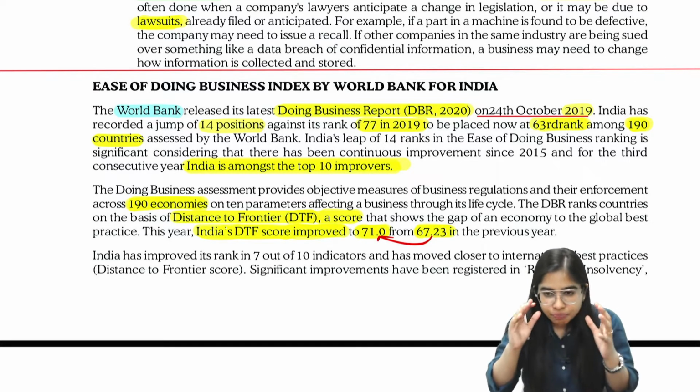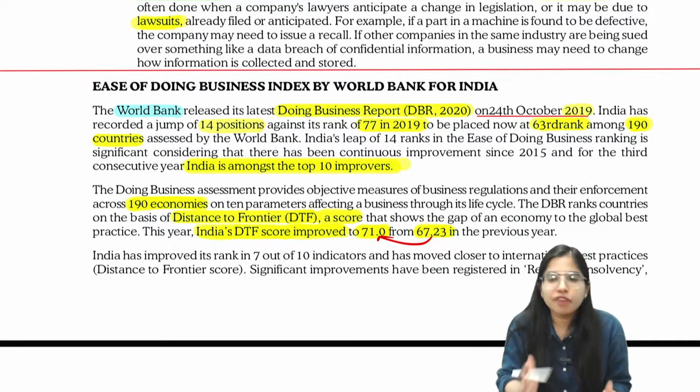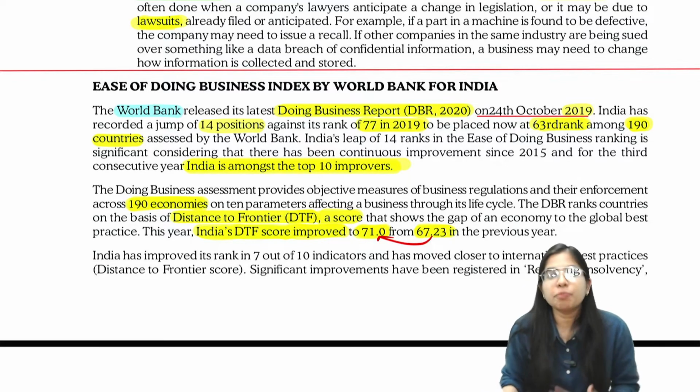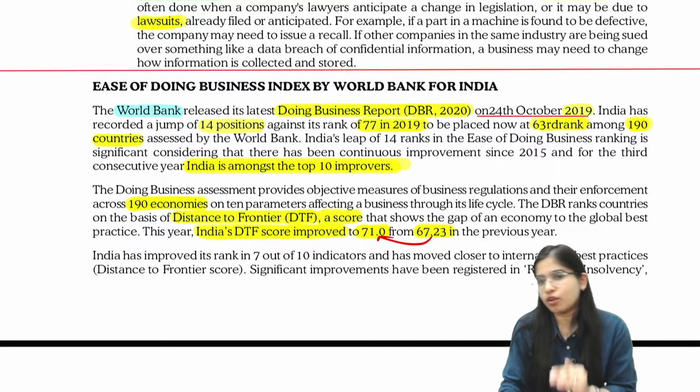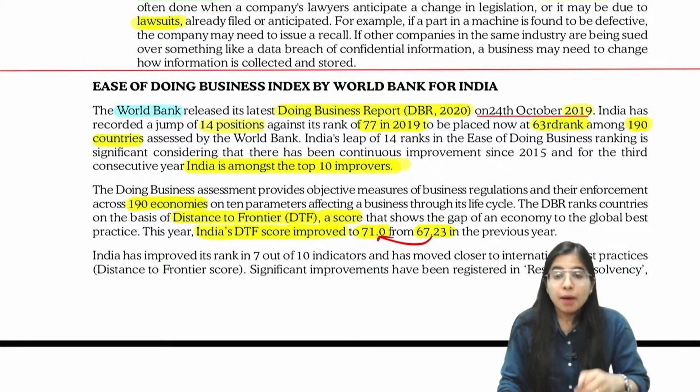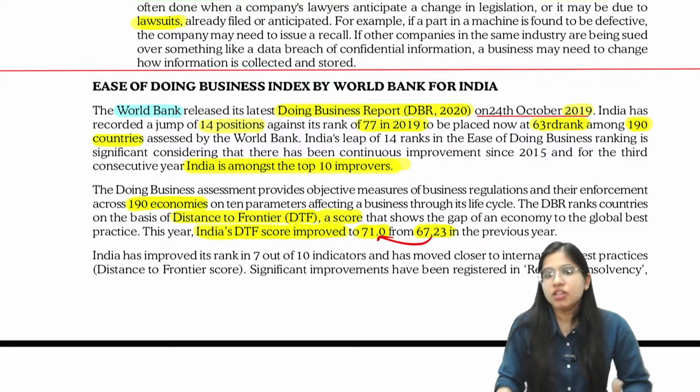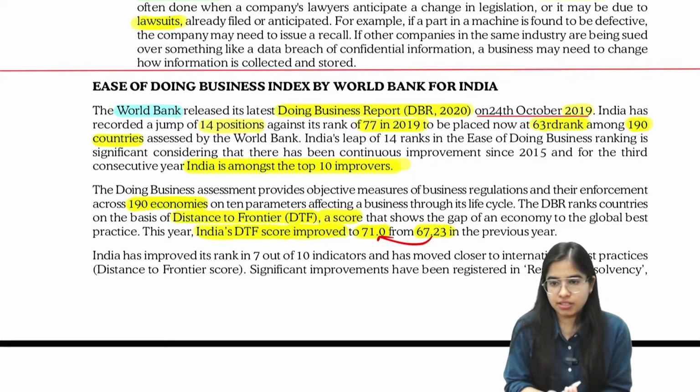The country will grow only if business will grow, only if entrepreneurship will grow. And how can you grow entrepreneurship? If you promote ease of doing business. Ease of doing business means, please support people to do business, make it easy for them.